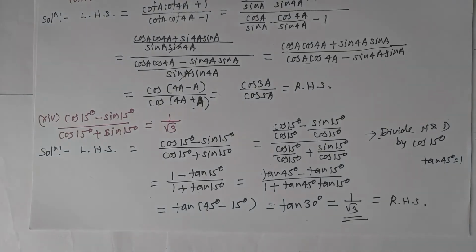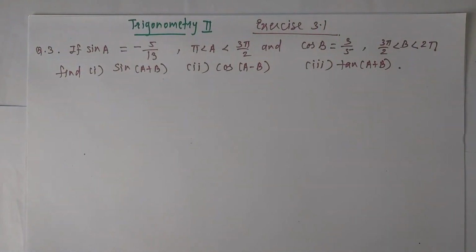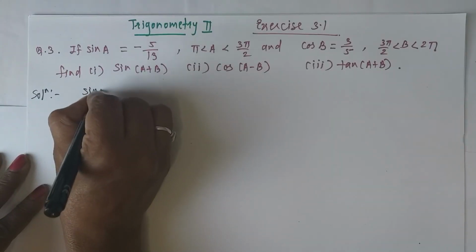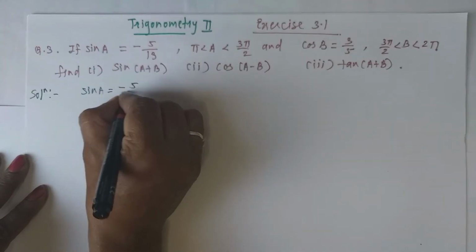Okay students, let's see the question. Question 3 is, if sin A is equal to minus 5 by 13 and A lies between pi to 3 pi by 2, that is in the third quadrant, and cos B is equal to 3 by 5 and B lies in the fourth quadrant, then find sin(A plus B), cos(A minus B) and tan(A plus B). In the solution, write down sin A is minus 5 by 13.